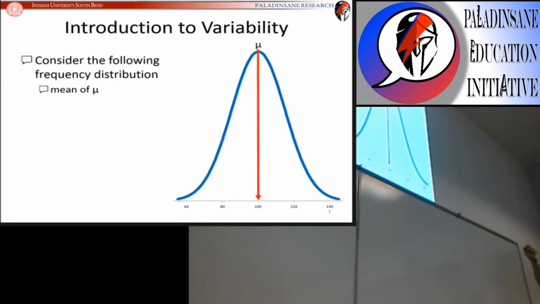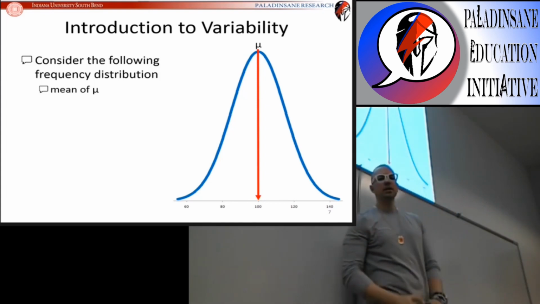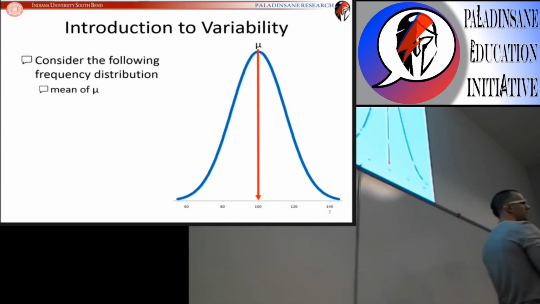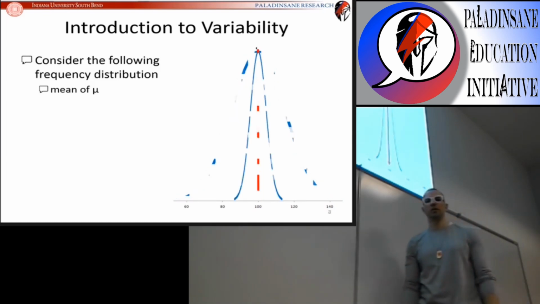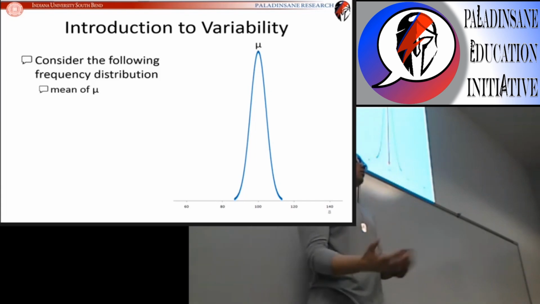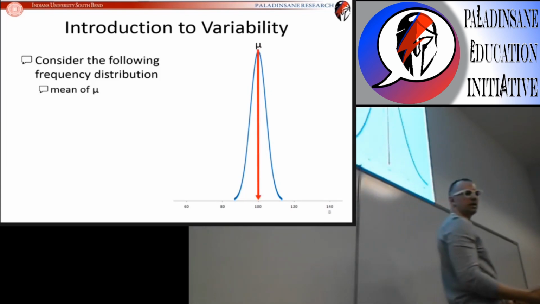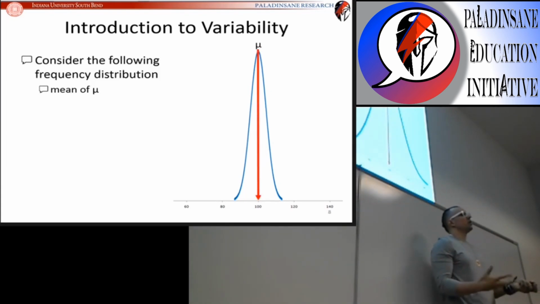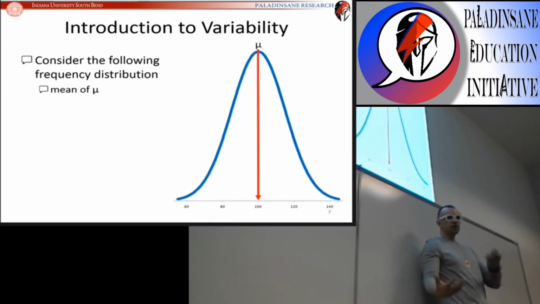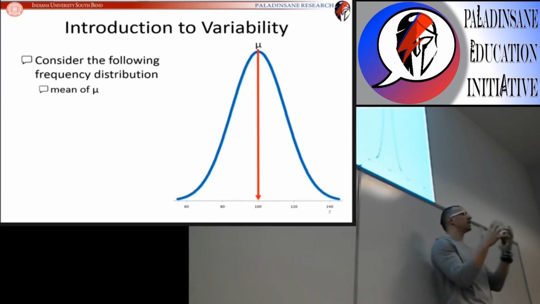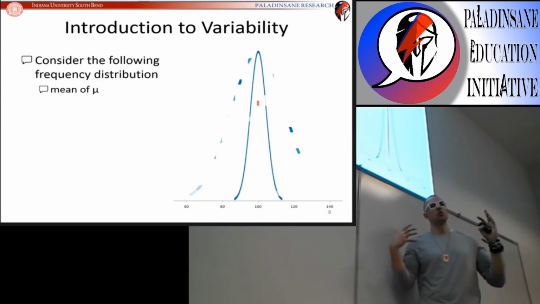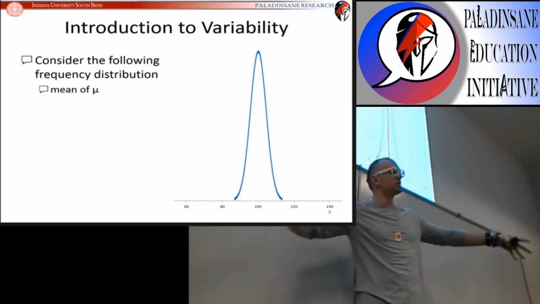So we can see that this frequency distribution here has a mean of mu, a population mean of 100, and we can see that this completely different frequency distribution also has a mean of 100. So we need a way of capturing the difference between these two distributions so that we can understand these distributions without having to understand all the numbers.